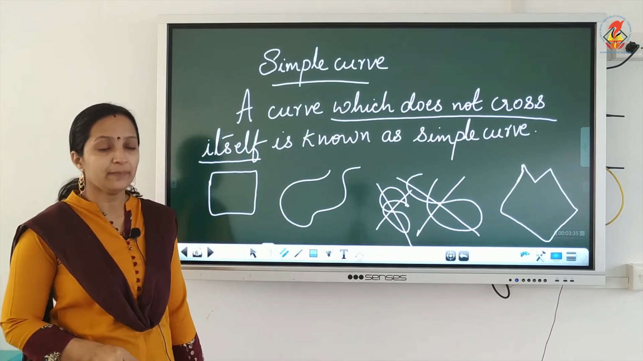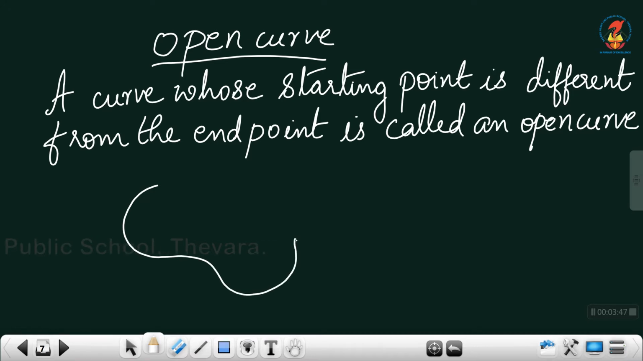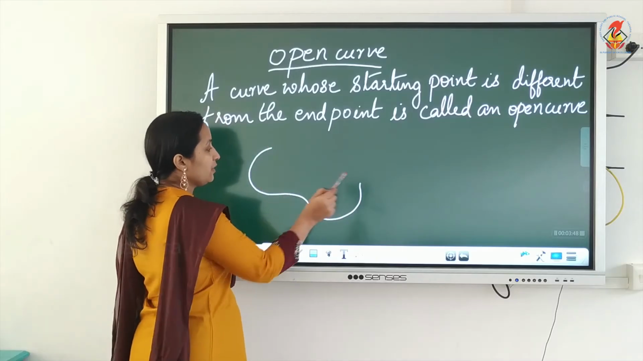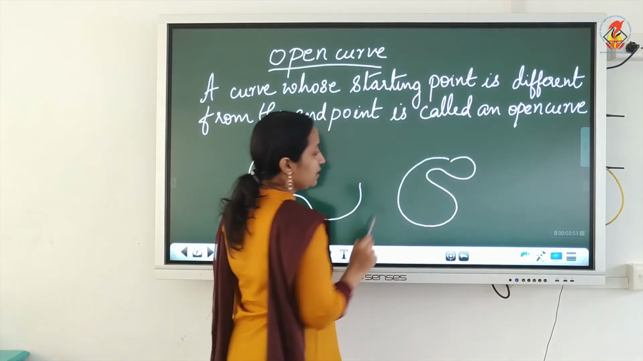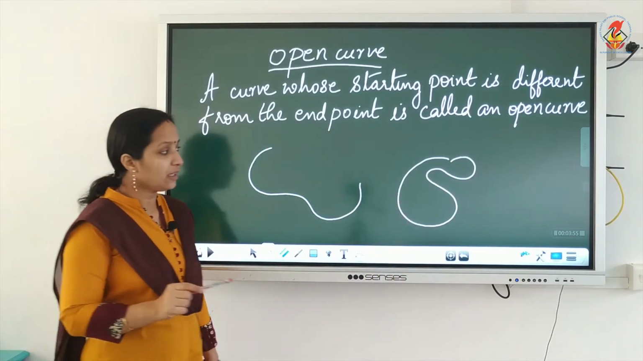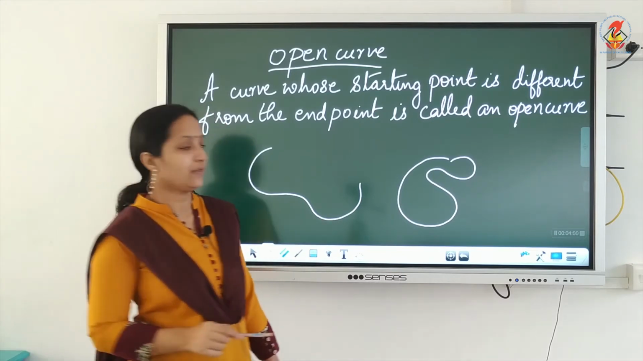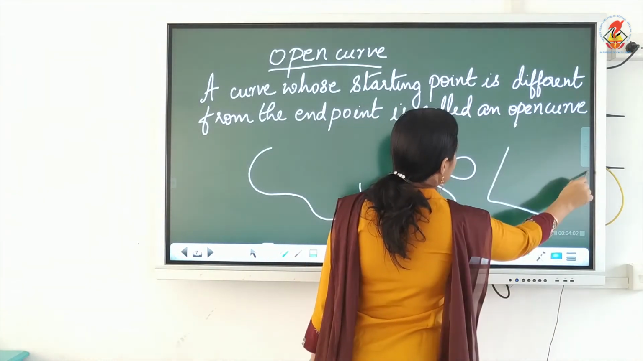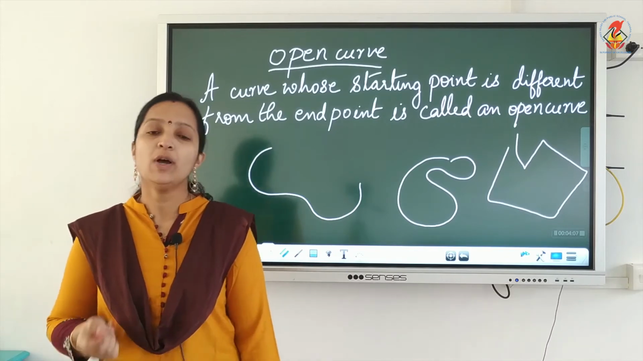I hope it's clear. Now, the next type of curve is the open curve. Open curve means what? A curve whose starting point is different from the end point. We start from here and we end here. The starting point and ending point are different. Such types of curves are called open curves.